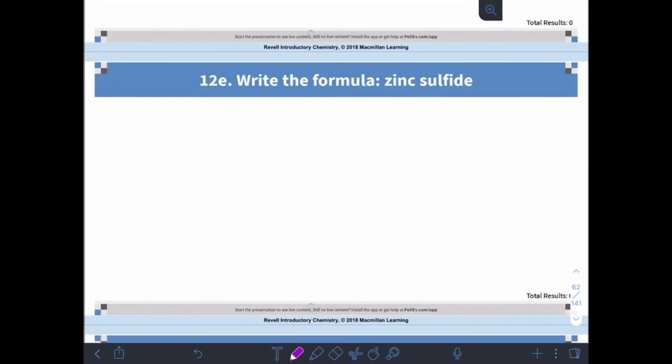All right, how about zinc sulfide? We already had zinc sulfate. This time we're doing zinc sulfide. So our zinc ion is a 2+, and our sulfide is just the sulfur ion. So we've got a 2 and a 2. They already balance each other out. So just ZnS.